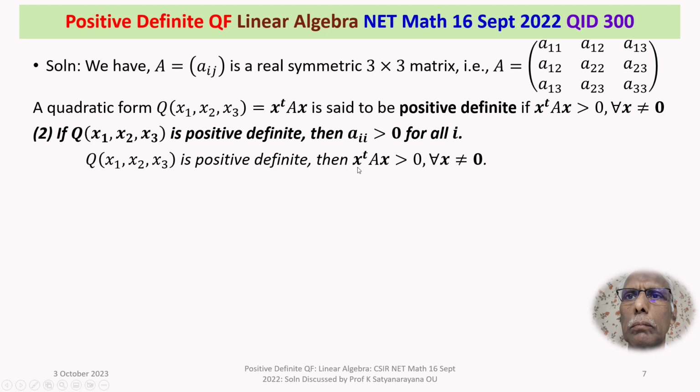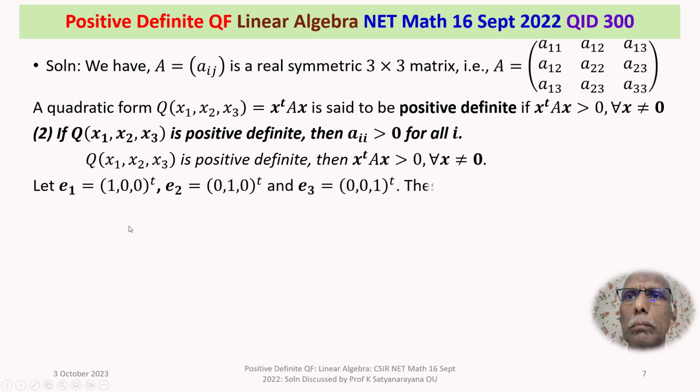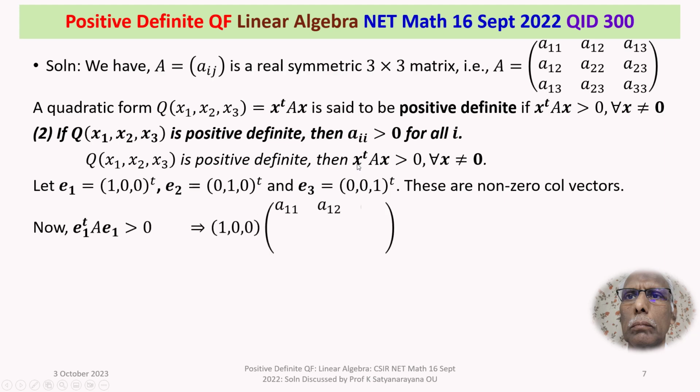Now, let E1 be the column vector 1, 0, 0 transpose. E2 is the column vector 0, 1, 0. E3 is the column vector 0, 0, 1. Obviously these are non-zero column vectors, and x transpose A x is greater than 0 for all non-zero column vectors x. So for them also it must be greater than 0. So replace x by E1. In the place of x, you write E1 transpose A E1.